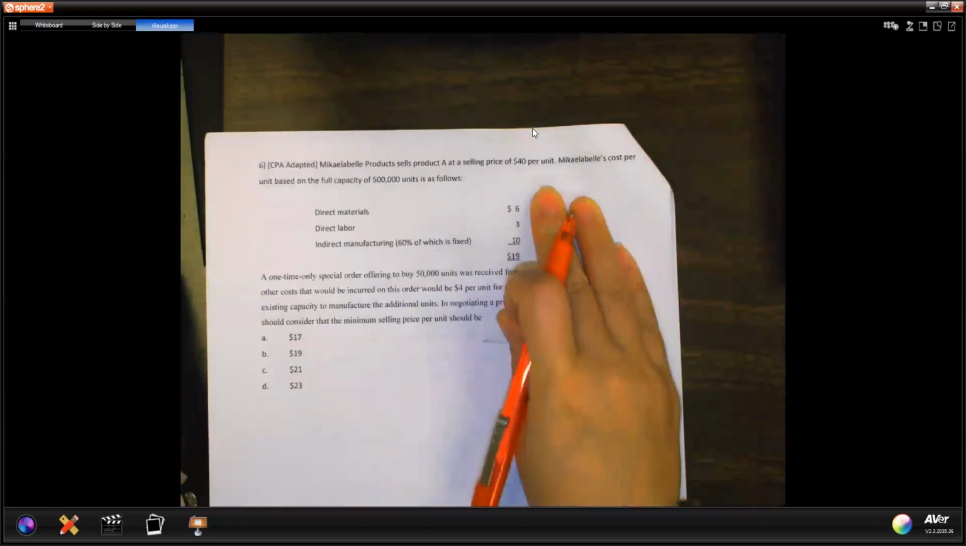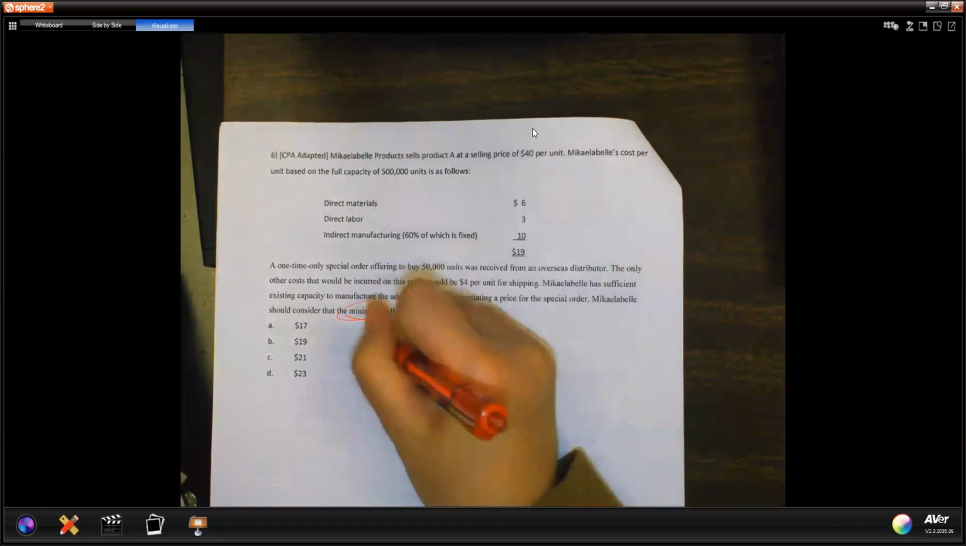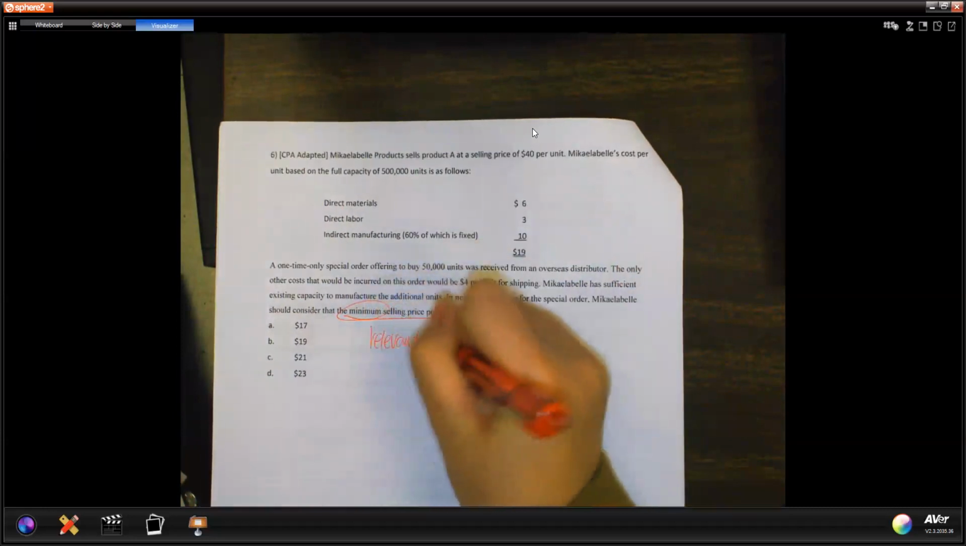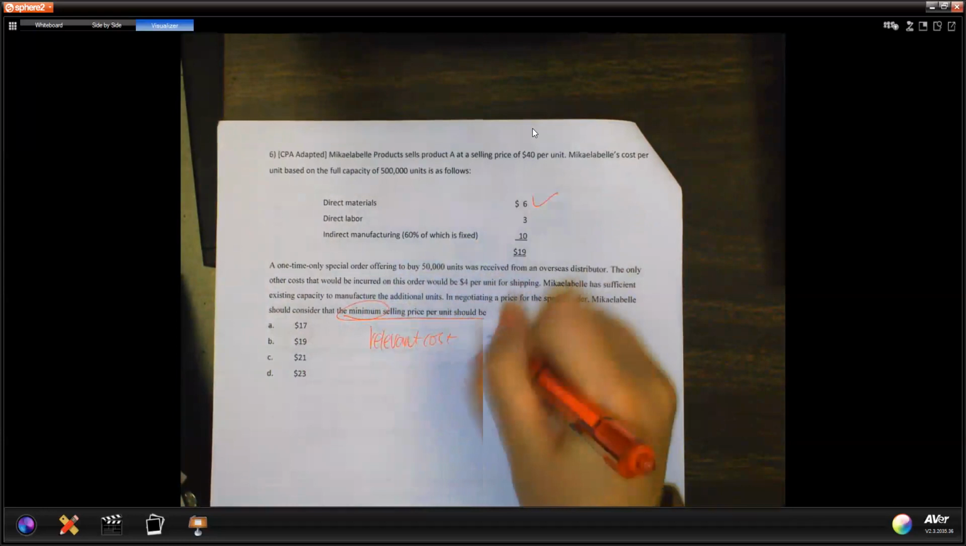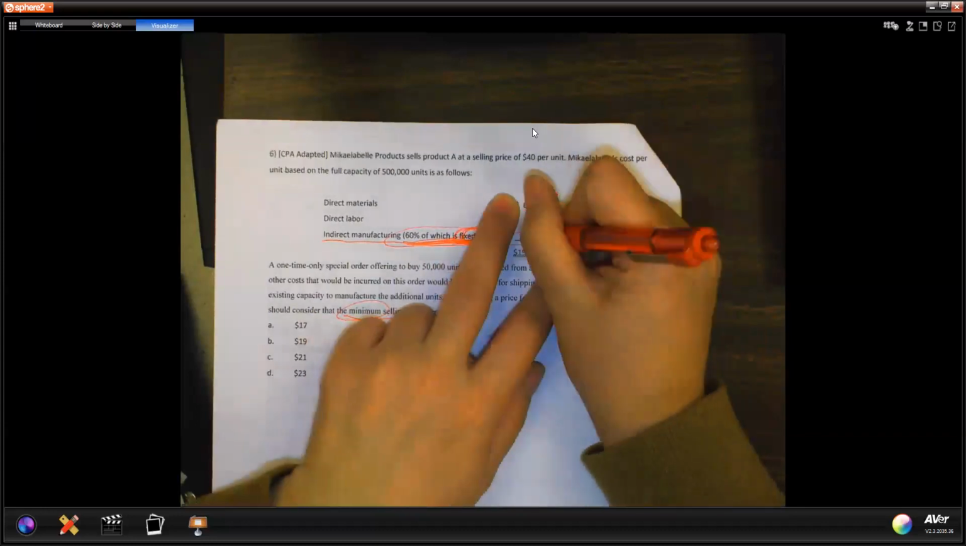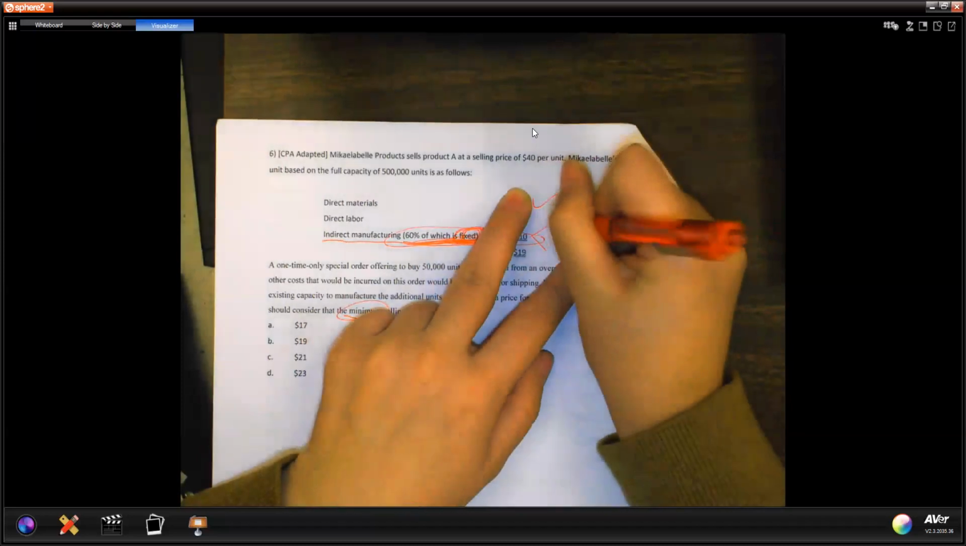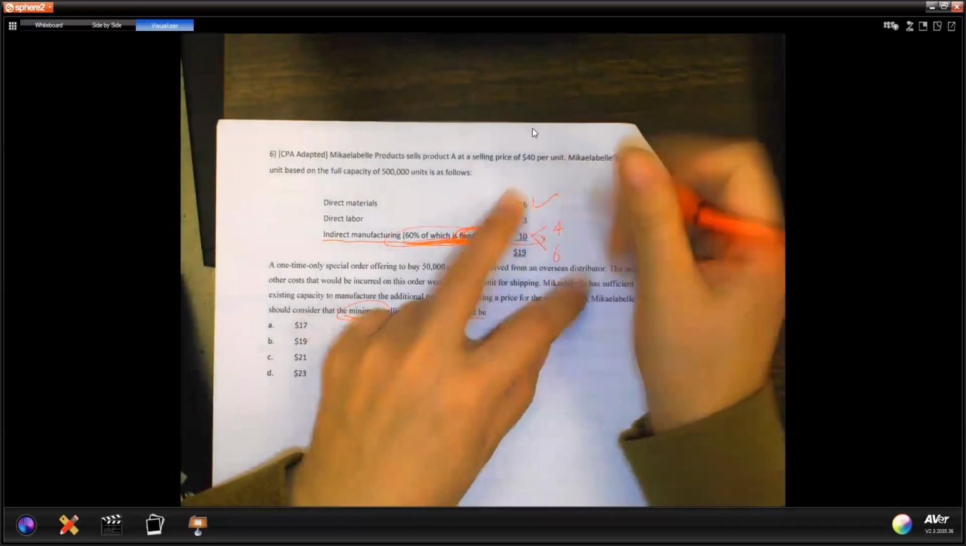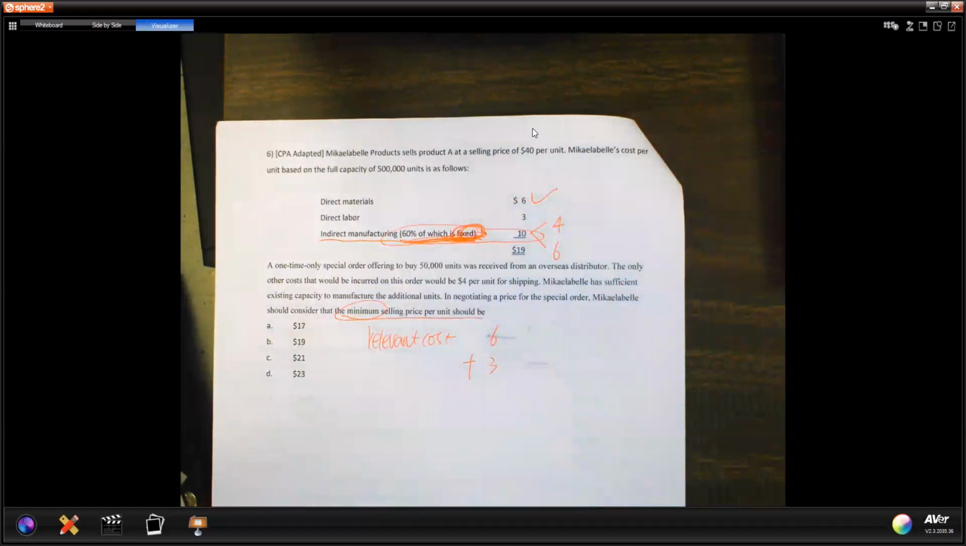Next one, talking about the same thing, but the two things we said, what's the minimum selling price? We said as long as it covers our relevant cost, right? Relevant cost: direct material and then direct labor. How about this indirect? They said 60% is fixed. So out of your $10, $4 is variable, 6 is fixed. So what's the meaning of fixed? Like rent, like insurance or whatever.